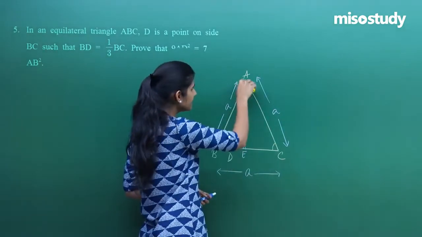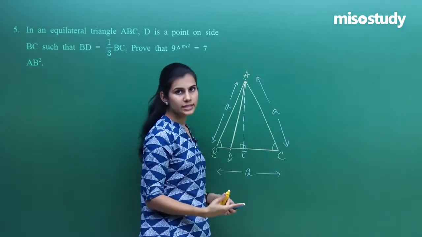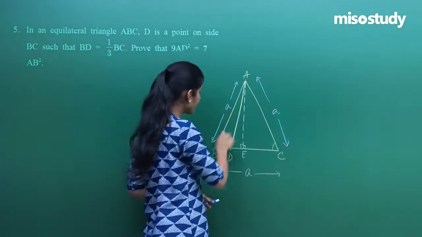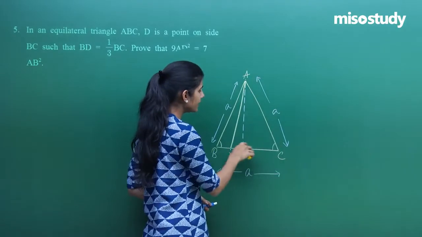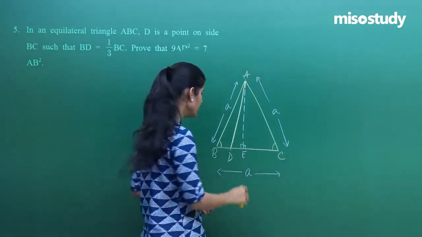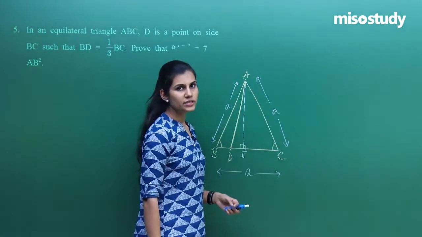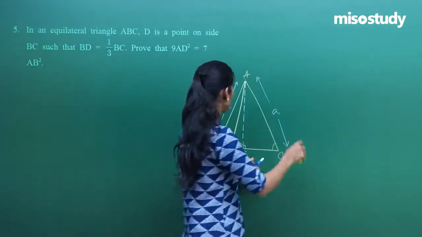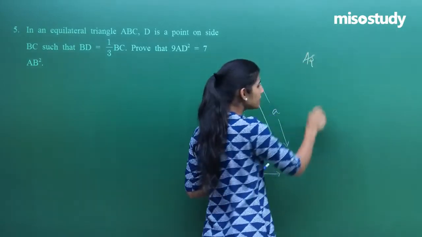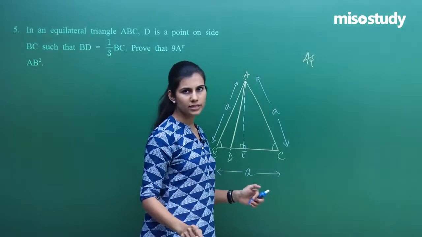And AB's length is equal to AC's length. So by the AAS congruence condition, I get triangle ABE is congruent to triangle ACE, and therefore their corresponding parts are going to be equal. So I will have BE is equal to EC as one of the results of CPCT. You don't need to prove this in this particular question, but you should understand how this is coming.